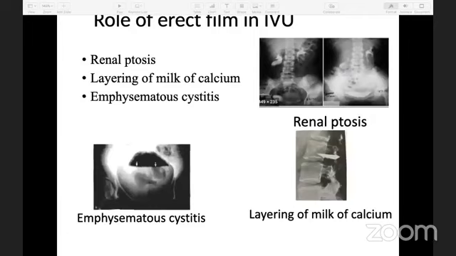IVU in routine is done in the supine position. However, an erect film may better delineate layering in cases of emphysematous cystitis or milk of calcium in diverticula. Nephroptosis is best shown in erect IVU, as this posture is not possible in CT or MR.